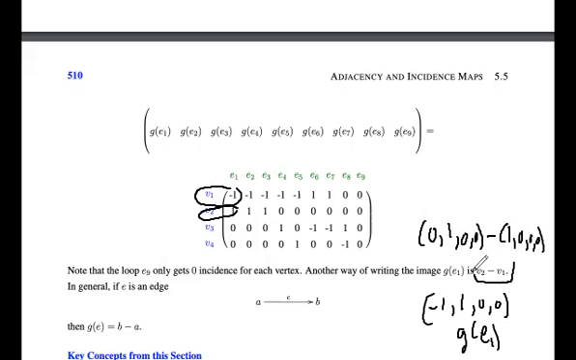We can do that very neatly. And in general, if A and B are vertices, we can just simply say that the image of that particular edge under the oriented incidence map, and this is oriented because we have direction, would just be the vertex that we hit at the tip minus the vertex at the tail.